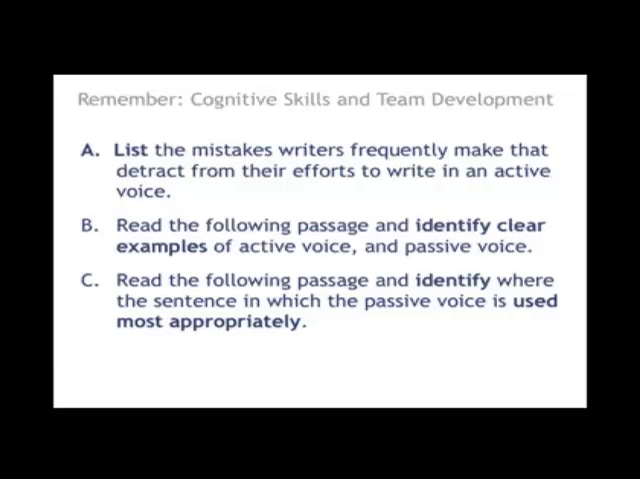The other way to look at these three is, if I can't list the mistakes that writers make, it's unlikely that I'll be able to identify examples, so B is better than A. And if you look at C, if I'm going to identify the passive voice, likely I'll be able to also identify the active voice, so C encompasses B, and B encompasses A. So C is probably, in my opinion, the best answer.